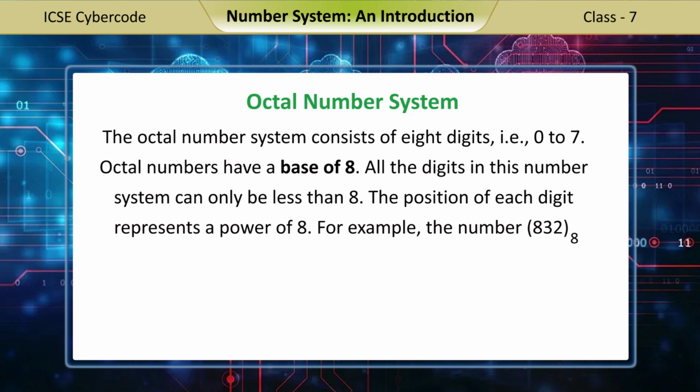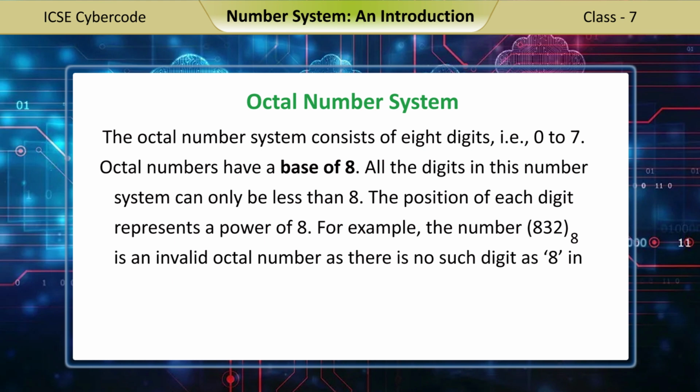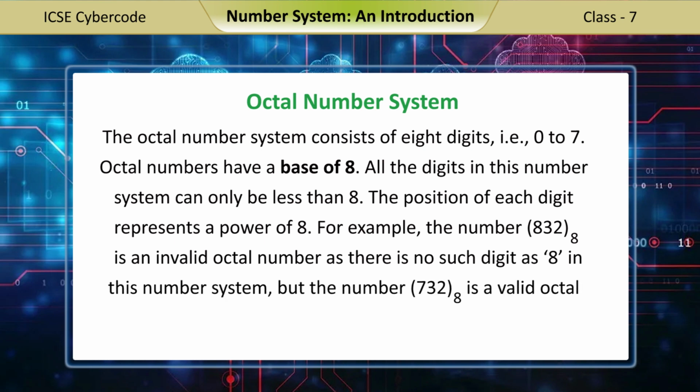For example, the number 832, base 8 is an invalid octal number as there is no such digit as 8 in this number system, but the number 732, base 8 is a valid octal number.